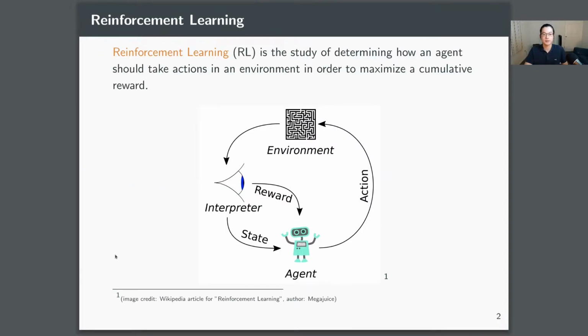So multi-agent reinforcement learning. I'm sure all of you have heard what reinforcement learning is. Basically, it's the study of determining how an agent should take actions in an environment in order to maximize a cumulative reward. You have an agent here where it will see a state and a reward, and then it'll take an action. And then this action will have an effect on the environment, and then the interpreter will issue a new state and a new reward. And the goal of reinforcement learning is to find the best policy that will output actions that maximize the cumulative reward.